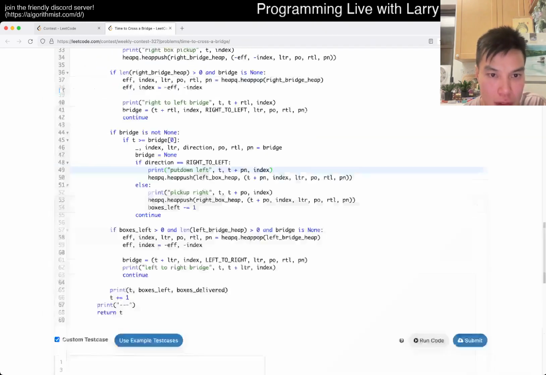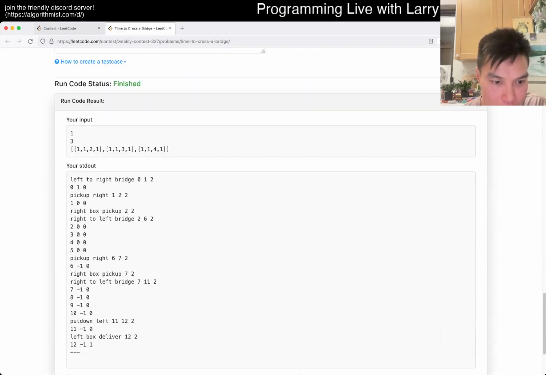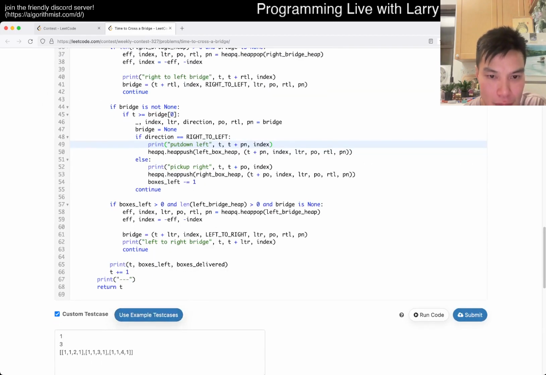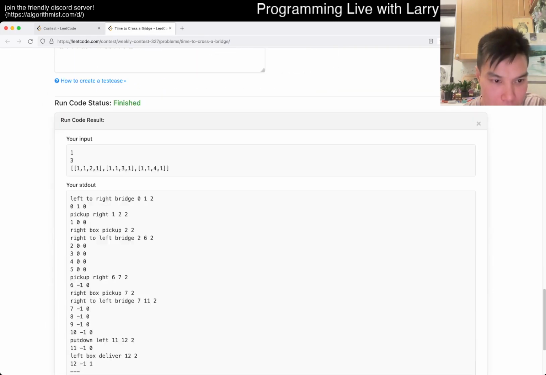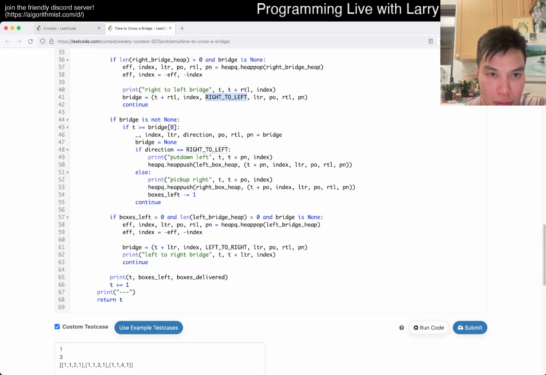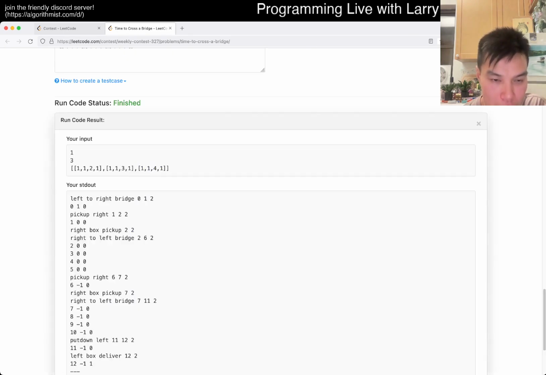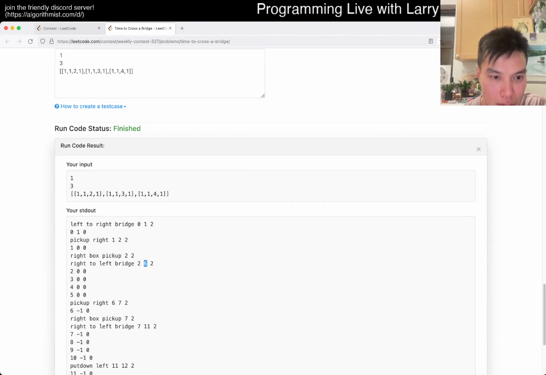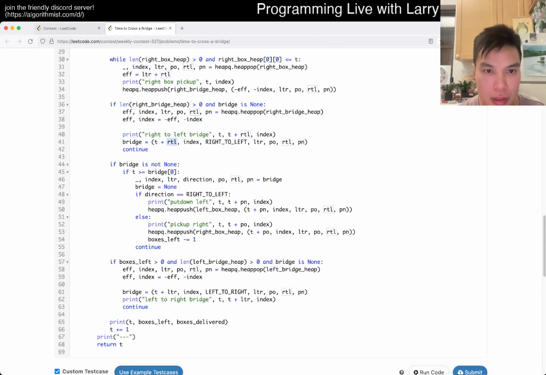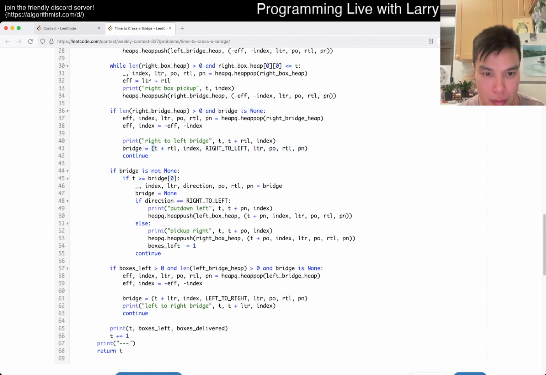Okay. So then now, where's the put down? We don't put down until here for some reason. Do I miss the right to left bridge at 6? Did I put on the wrong heap? No, this is the right bridge. Right to left. I seem to have. No, this is the time. I am a dumbo.